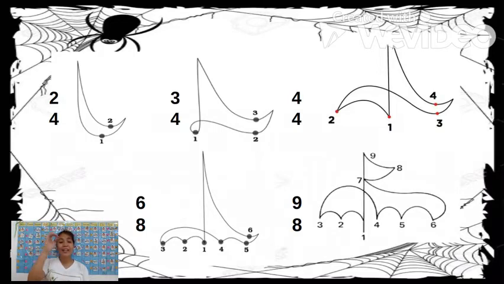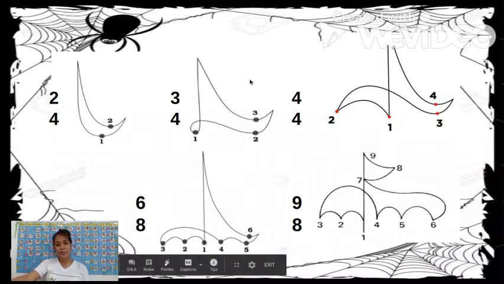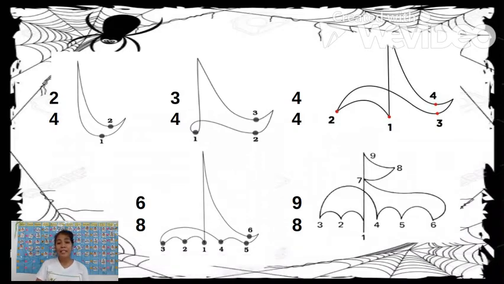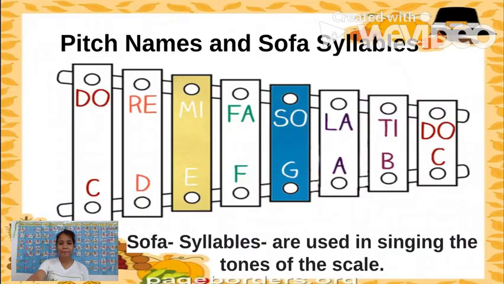So you have the pattern. You will just follow that one. Again, I want you to study these conducting patterns because I will let you perform all of this. Okay, are we clear? All right. Now let's proceed to the pitch names and sofa syllables.